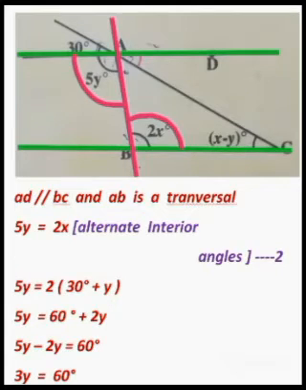Let us substitute the value of x in equation 2. We got x is equal to 30 plus y. So let us substitute: 5y is equal to 2 into, in place of x we can write 30 plus y. So 5y is equal to 2 into 30, which is 60, plus 2 into y, which is 2y. Now let us transpose 2y to the left hand side. Then 5y minus 2y is equal to 60. 5y minus 2y is 3y. So 3y is equal to 60.